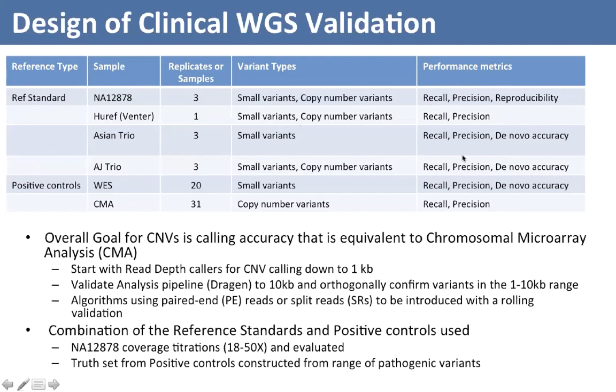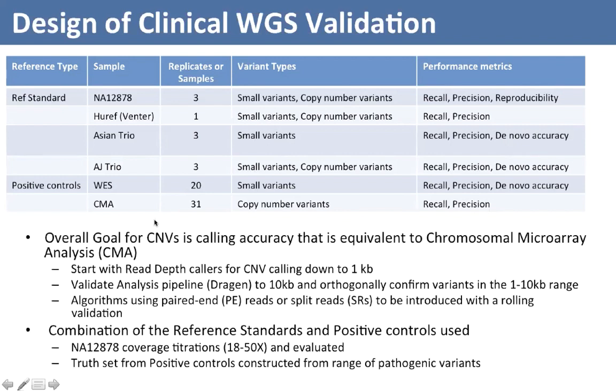And then performance metrics I have over here. And you can see that for a lot of the small variant calling, we don't necessarily need a lot of samples. We do have some positive controls that have come back from clinical whole exome sequencing, about 20 of those that we're going to use. And then for the CMA, the chromosomal microarray analysis, we've actually had to pick 31 samples. I'll talk a little bit about how we built our truth set for this and how we evaluated it using our sensitivity and precision.